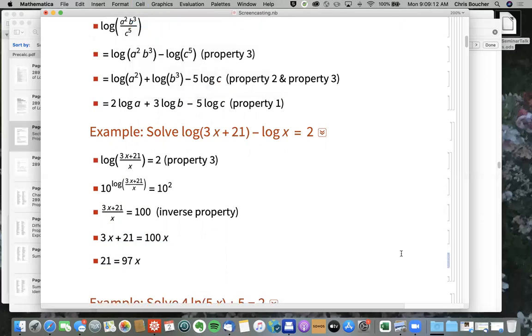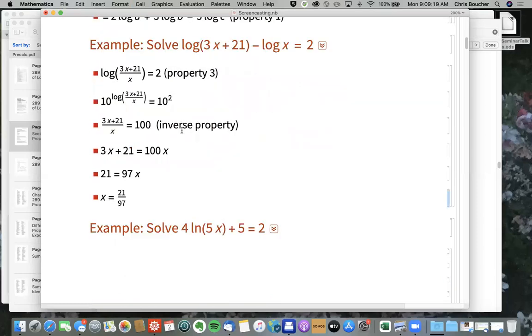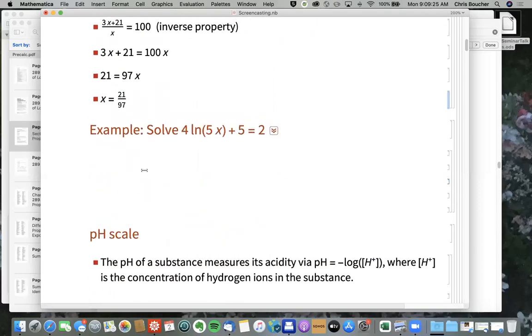So I get 21 is 97x, and then divide both sides by 97 to get x is equal to 21 over 97ths, and you could do that on a calculator if you wanted to get a decimal. Okay, let's look at this next equation.